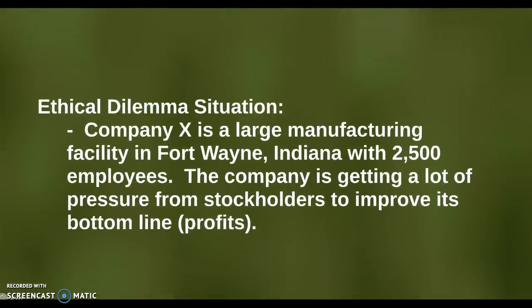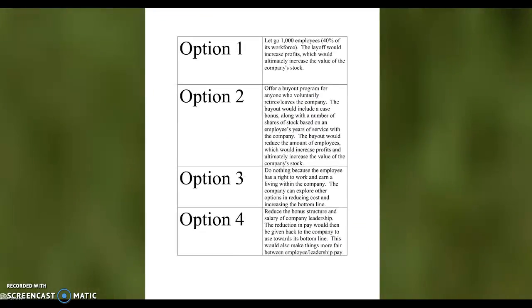Okay, so think about right now in your head what you would do in this situation if you were a decision maker high up, either a member of the board or the president or CEO, something like that, and you were faced with this dilemma. Okay, you have 2,500 employees and you're getting a lot of pressure to improve your bottom line. You have to make cuts, or you have to not make cuts. You have to improve the bottom line somehow, whether it be by making cuts or doing something else. So think about, if you're in that situation, what you would do as a manager.